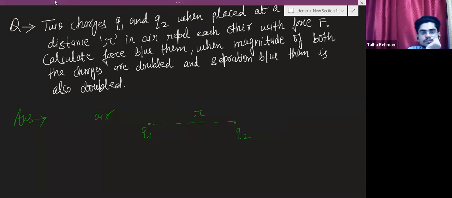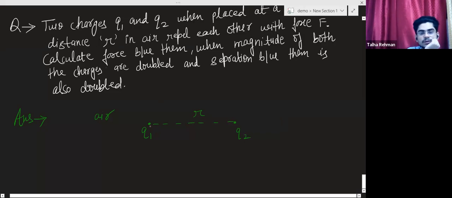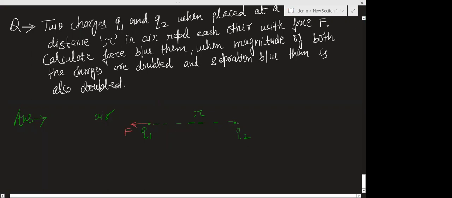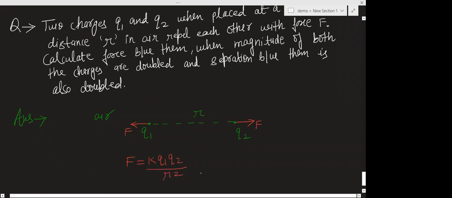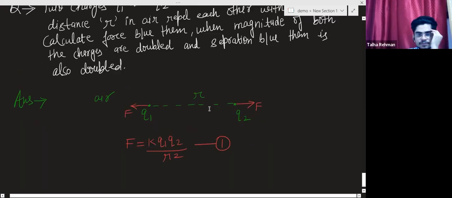Repel means like this, and we know how to calculate this F. This F is given in the question. We know how to calculate the value of F. We will write K q1 q2 by R square. This is equation 1.